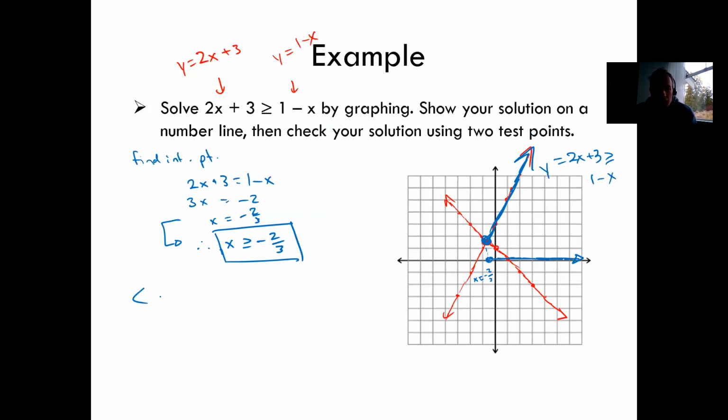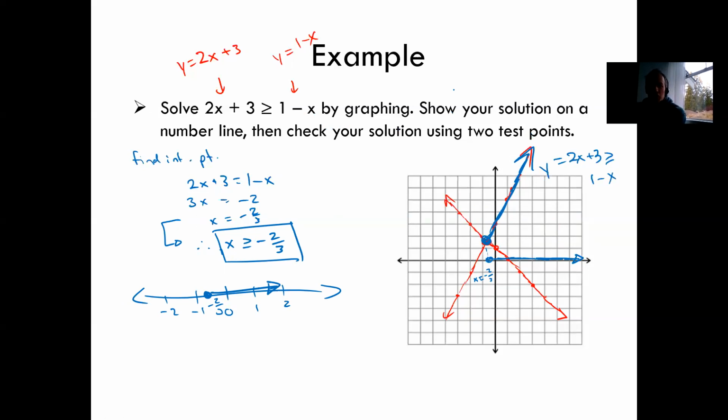We'll show it on a number line. If our number line looks like this, here's 0, here's negative 1, here's 1 and 2, and so on. It doesn't really matter. And we'll write negative 2 over 3. We're going to put a solid dot there because it's greater than or equal to negative 2 over 3. We're going to say it's everything bigger than that, so we're going to put the arrow going off to the right.